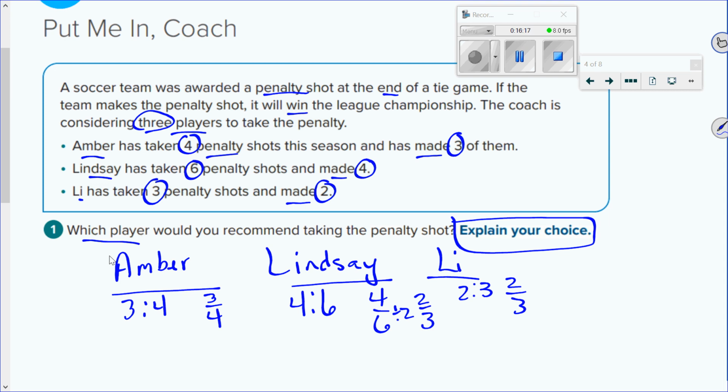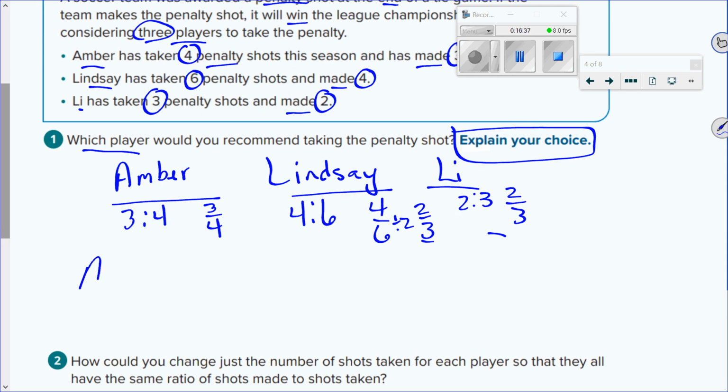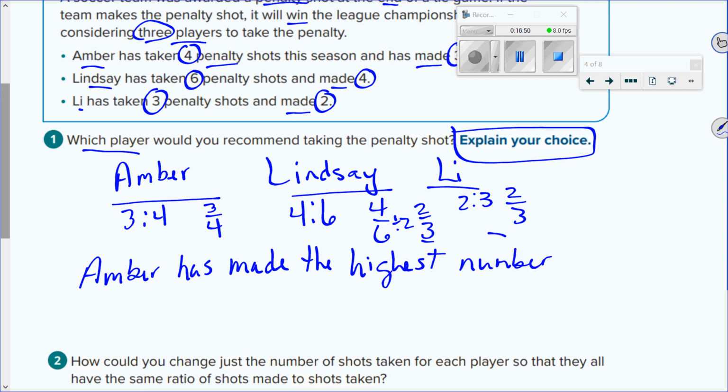You could make percentages out of them. Technically they'd run to 67, but yeah. Which is probably how I would look at it. I would probably look at percentage. She's made 75. These two are the same at 67%. So Amber has made the highest number of goals. In other words, she has made 3 out of 4, which is 75%, versus 4 out of 6, which is 67%. Does everybody understand the reasoning and how you get it?